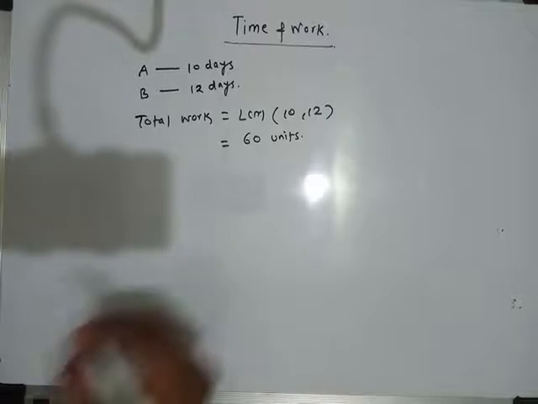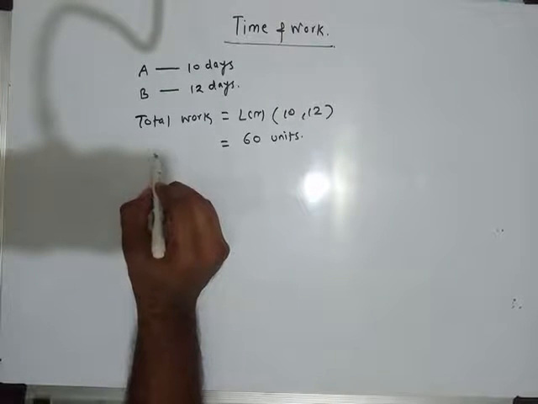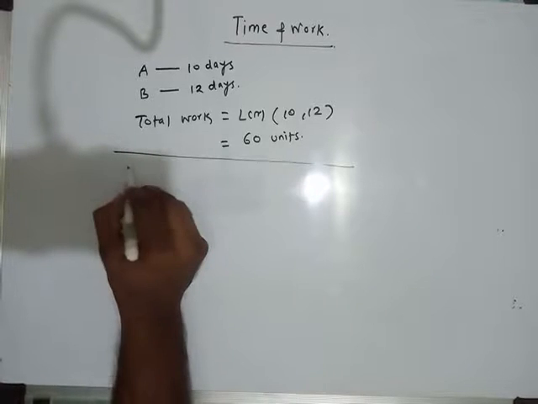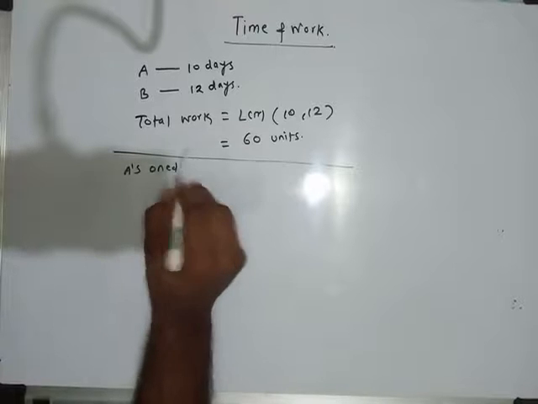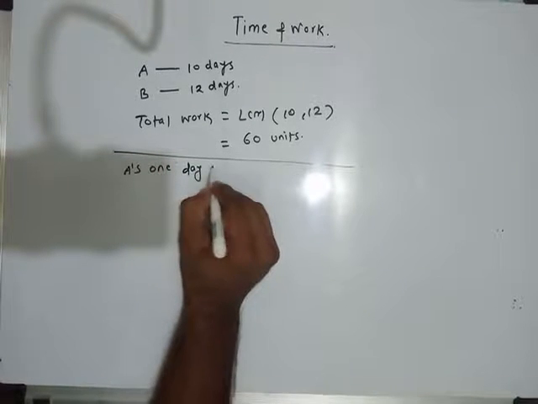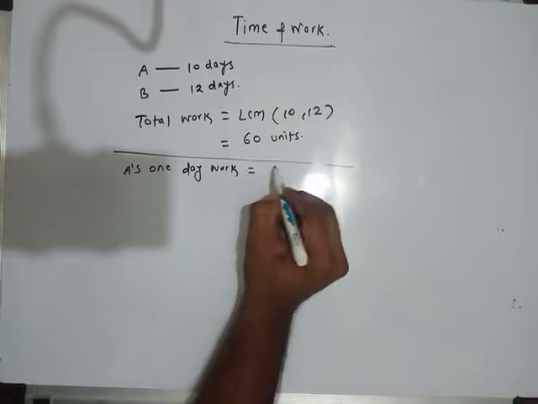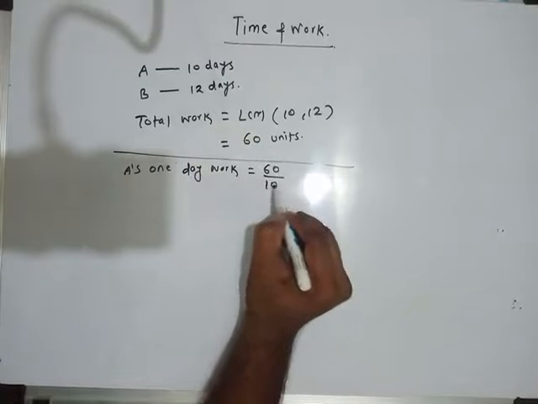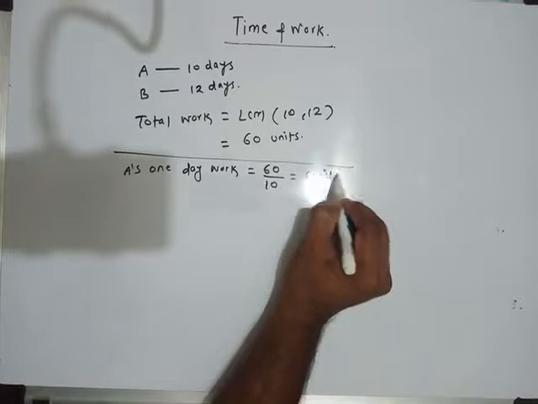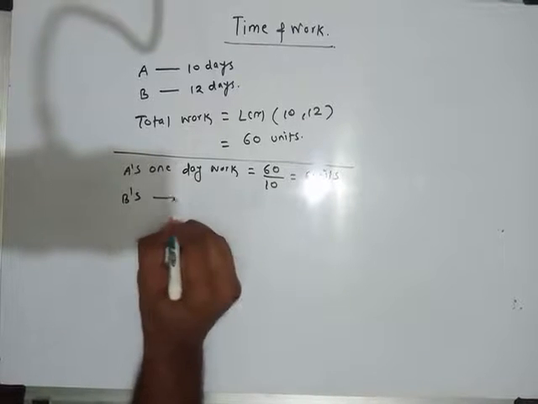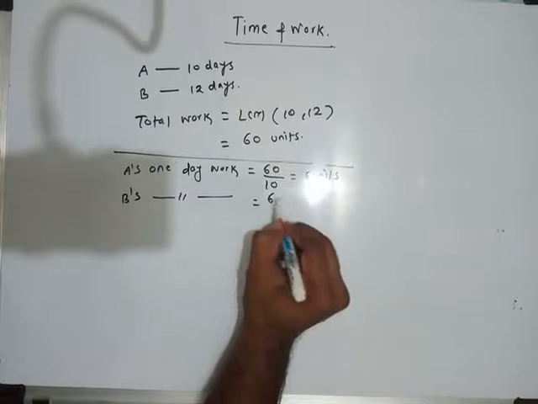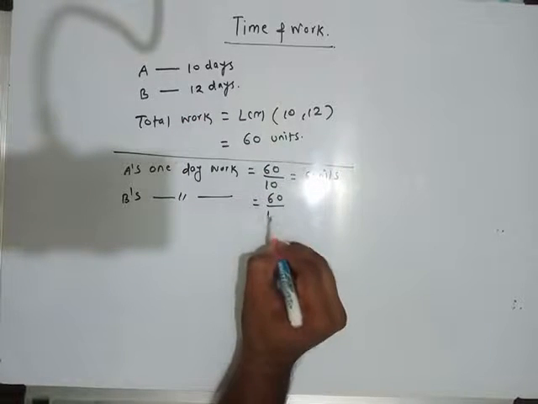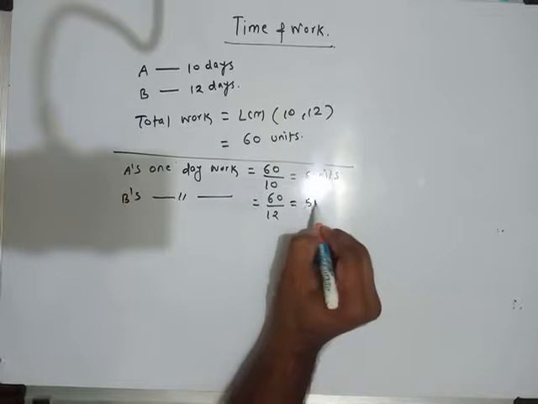Now for this, how many units of work will A complete if he works alone in one day? We'll find A's 1 day work. 60 units he completes in 10 days. So in one day, 60 by 10 is equal to 6 units of work he will complete. Similarly, B's 1 day work: 60 is the total units of work which he will complete in 12 days. So in one day he will do 5 units of work.